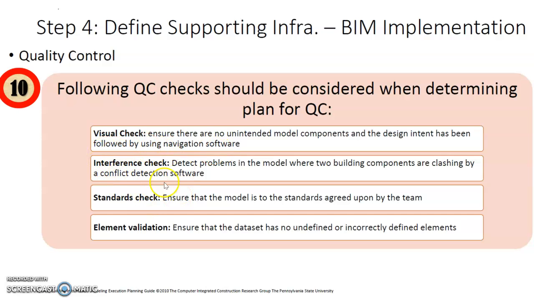You need to do the interference check or detect problems in the model where 2 building components are clashing by the conflict detection software, or a standards check, ensure that the model is to the standard agreed upon by the team, and also element validation. Ensure that the data set has no undefined or incorrectly defined elements. These are the basic requirements for quality control in any VDC related projects.